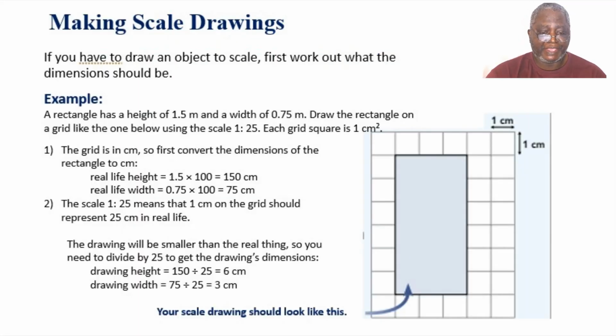We move on to making scale drawings. If you have to draw an object to scale, first work out what the dimensions should be. That's part of designing. Example: a rectangle has a height of 1.4 meters and a width of 0.75 meters. Draw the rectangle on a grid like the one you see across, using the scale 1 to 25. Each grid square is 1 centimeter square.